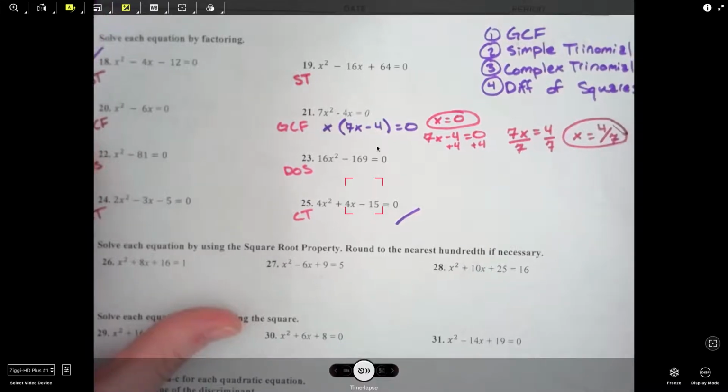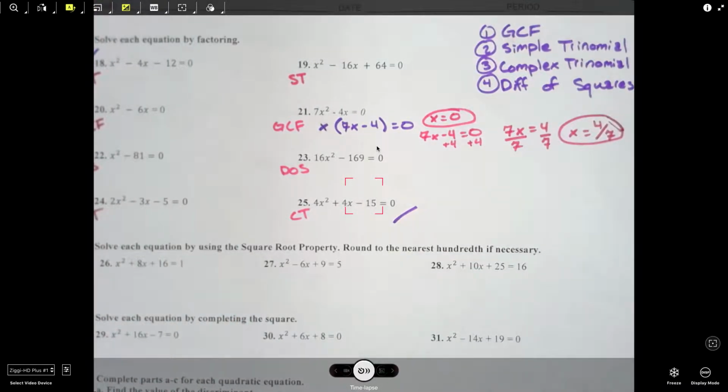Woo. You don't remember, do you? 23. Do you want 23 or 22?